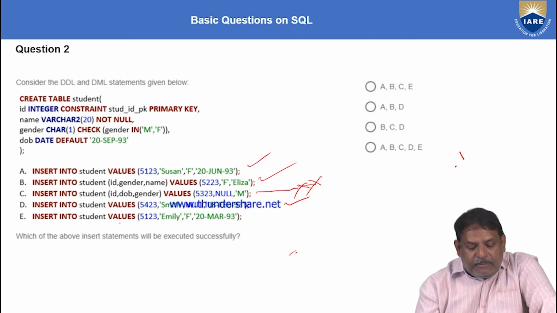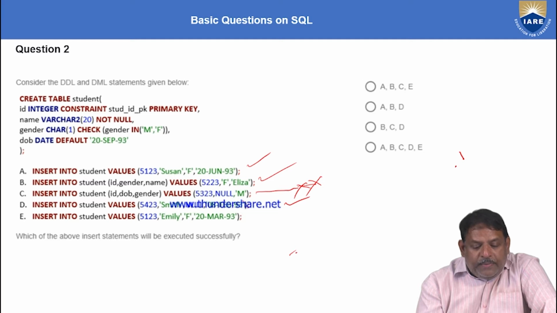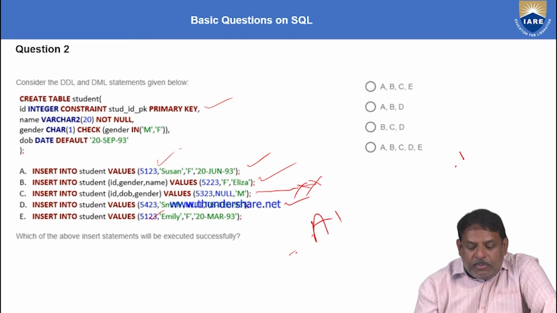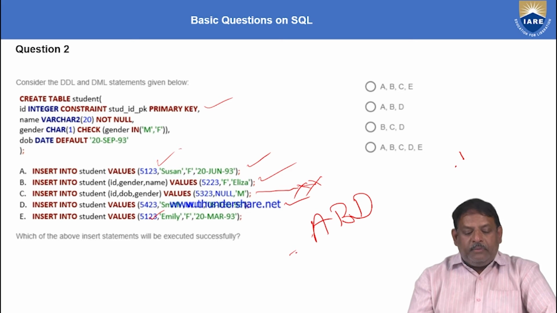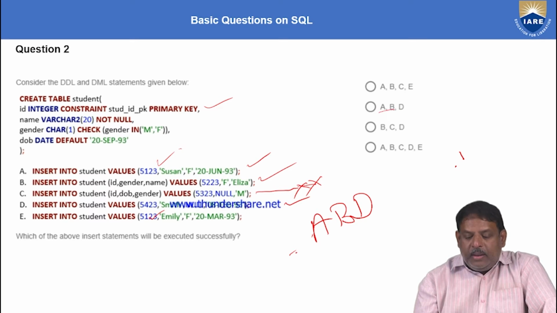Now we come to the last statement. Insert into student 5123 email. This also looks correct, but this will not get inserted because we made the student ID a primary key. We cannot give the same value twice in the primary key. So answer should be ABD. So again we got the answer as ABD.